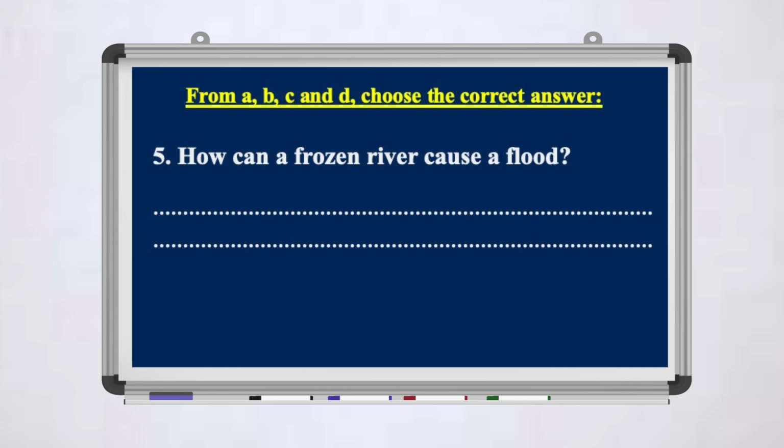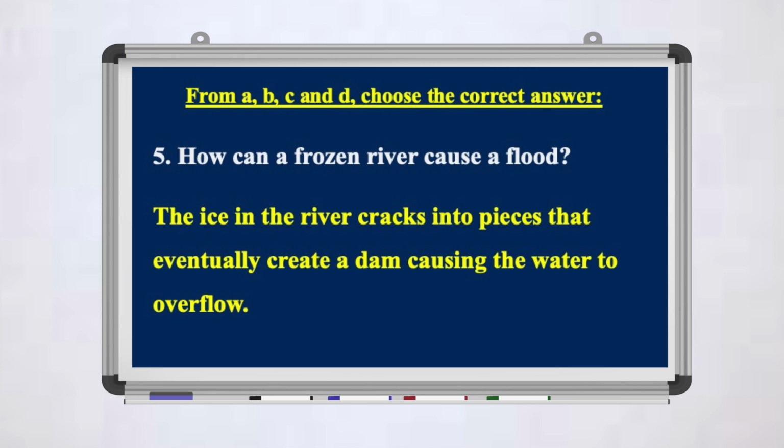The answer is the ice in the river cracks into pieces that eventually create a dam, causing the water to overflow. If this is your answer, well done. If not, pay attention to the next question so you can try again.